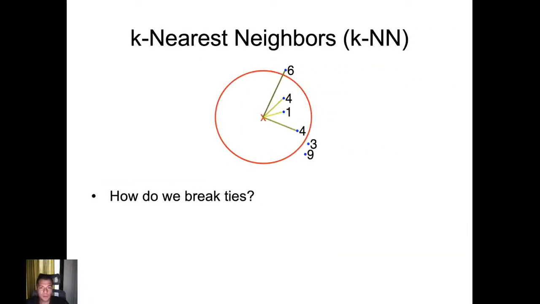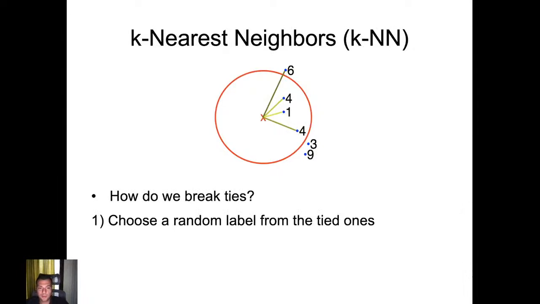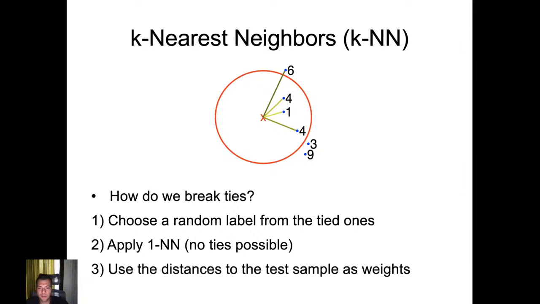Okay, so I have some good answers. Of course one option is to choose a random label. The second option is to use a one nearest neighbor model, so just consider the closest example. And another option is just to consider all the examples, but use the distances as some sort of weights for the training samples.